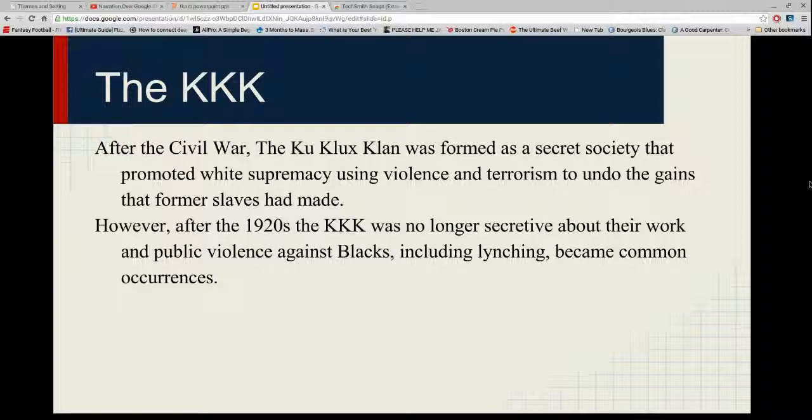So there was also the KKK. After the Civil War, the Ku Klux Klan was formed as a secret society that promoted white supremacy using violence and terrorism to undo the gains that former slaves had made. However, after the 1920s, the KKK was no longer secretive about their work, and public violence against blacks, including lynching, became common occurrences. So the KKK became a very violent organization that was very prevalent throughout the South, especially in Alabama. They had a habit of attacking and lynching black men, burning crosses in their yard, just trying to scare them in general.